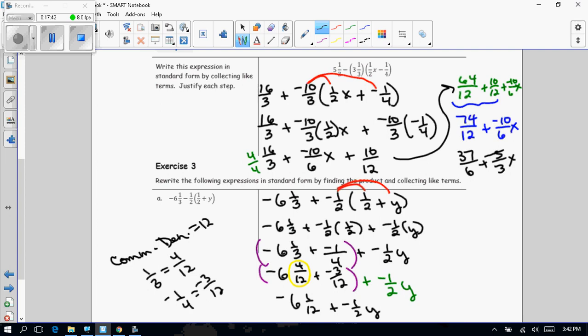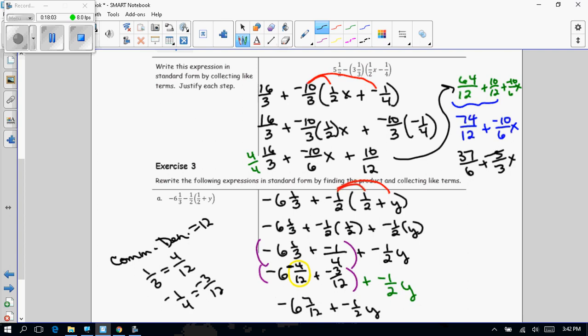Do I have that right, guys? That's negative. Oh, it's negative. Whoops. That's a negative 4th. Oops. Negative 4/12. Let's go back and fix that. That's a negative 4/12. So that becomes negative 7/12. Whoops. I'm going to fix this. This is negative 6 7/12. There we go. Now that's right.